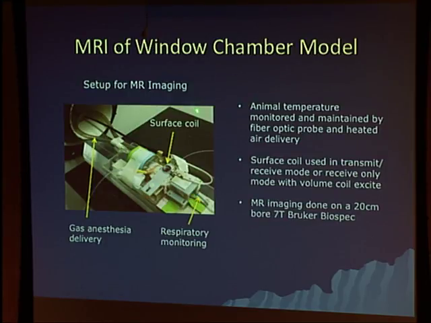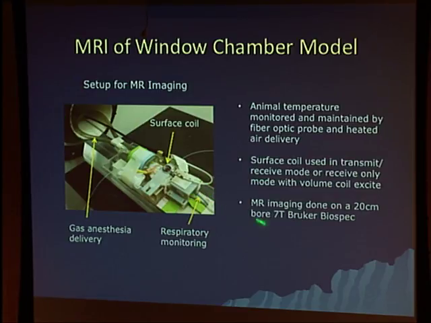So the one thing about this that's really nice was that this was a plastic window chamber. This is made with that printer system that's a photo polymer, and so it's essentially MR compatible. So we can uniquely, in this plastic window chamber system, do multimodality imaging. Not only optical imaging, but take it in and do MR imaging. So here's a setup where there's a surface coil on here. It's going into a system. Now we're using a volume coil in the system for excite and a surface coil for receive. But you can see the whole setup.